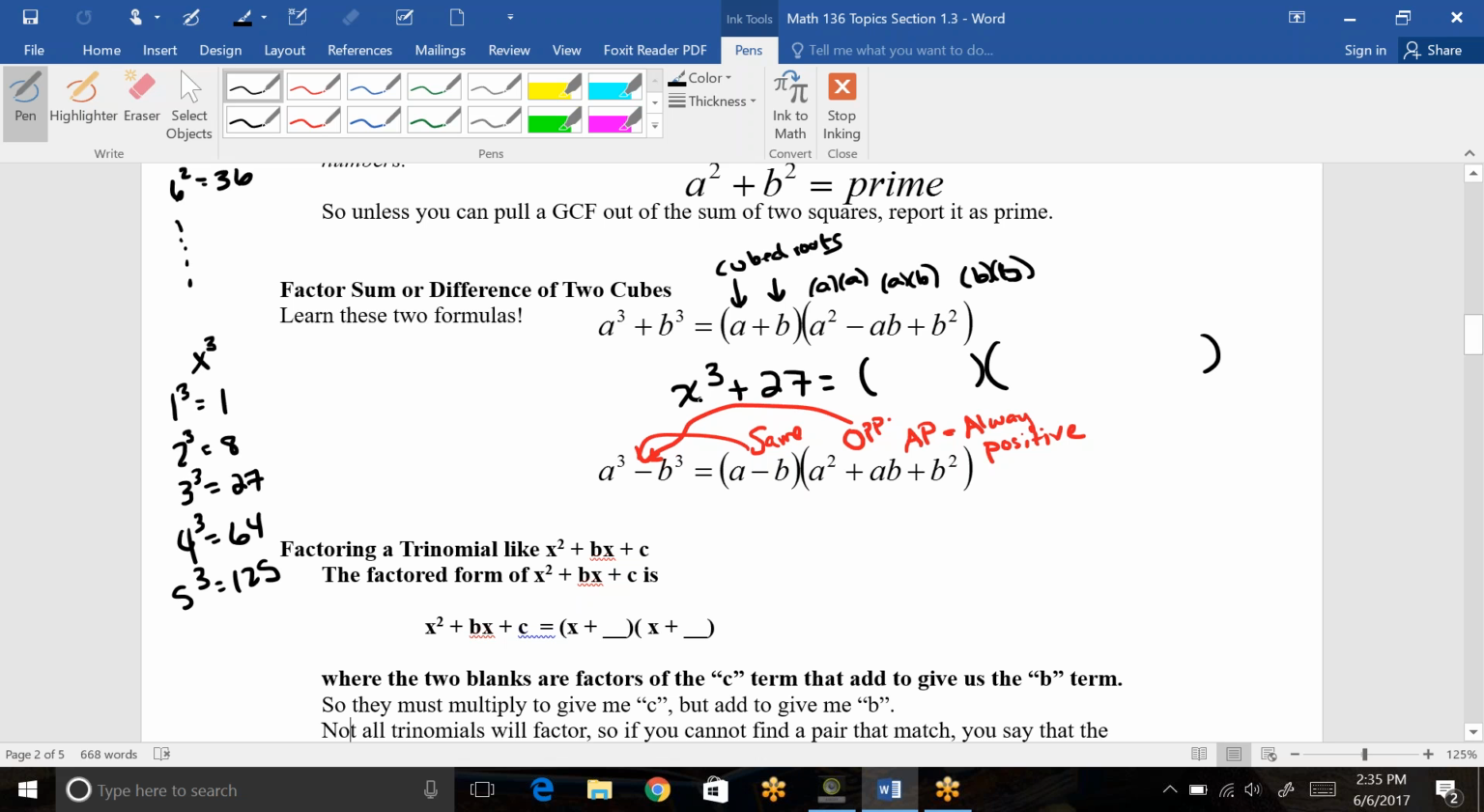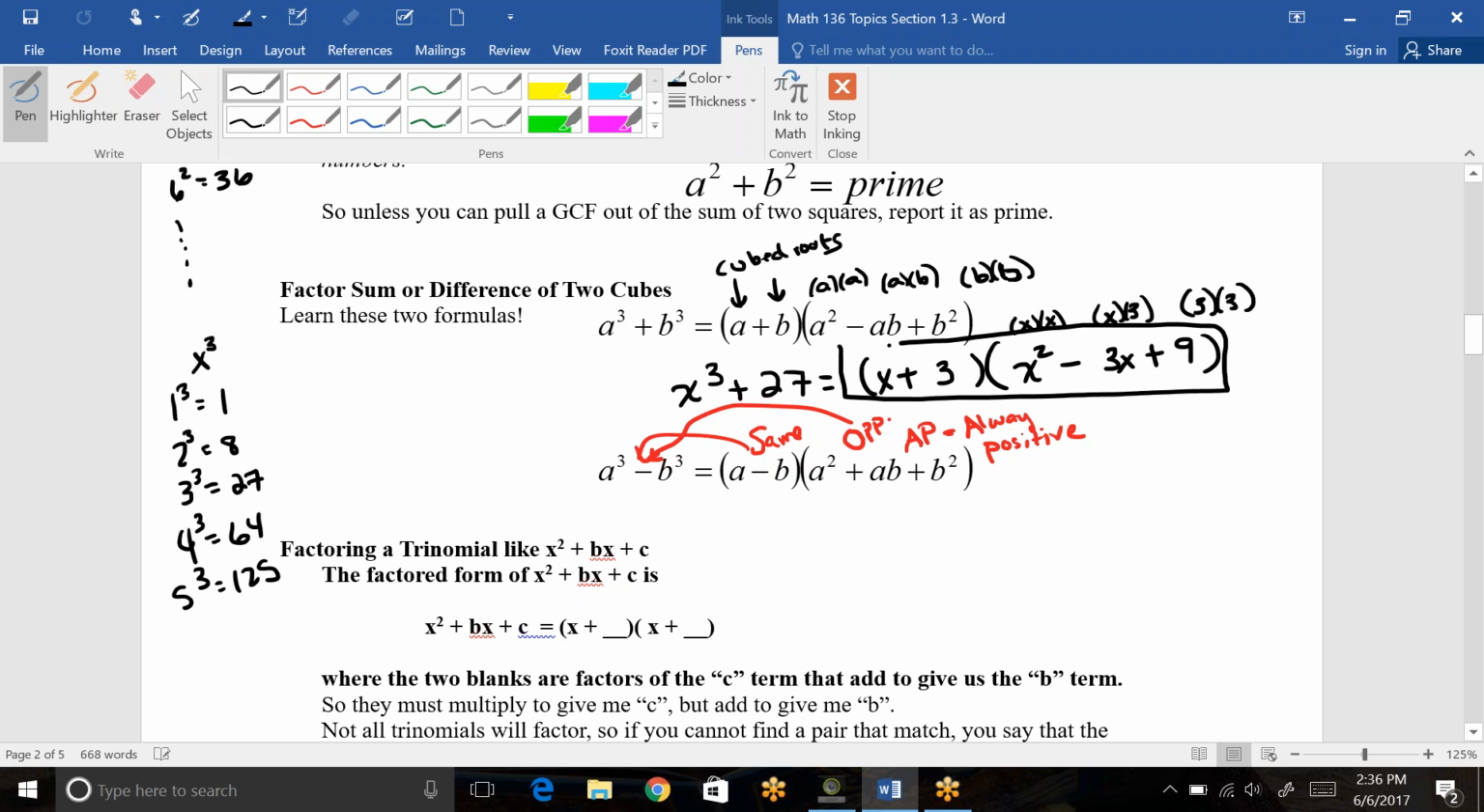So the cube root of x cubed would just be x, so this will be an x. The cube root of 27 is a 3, and then we keep the sign of the original problem, which in this case was a plus. For this part, you do x times itself for the first spot, and then x times 3 for the second spot, and then 3 times itself. So this is x squared, 3x, and 9. And then remember, using our sign rule, this is same as the original, opposite to the original, always positive.